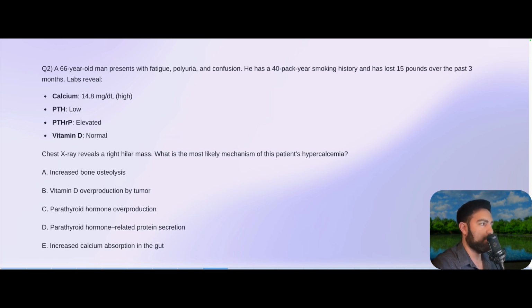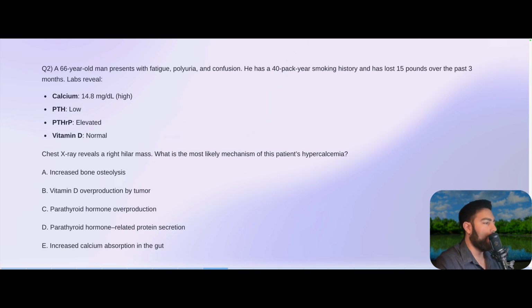Again, another high yield question. A 66-year-old man presents with fatigue, polyuria, and confusion. He has a 40-year smoking history and has lost about 15 pounds over the past 3 months. Again, the boards will not always tell you that. They may just tell you about the fatigue, polyuria and confusion. Calcium is 14.8, PTH is low, and PTH-RP is elevated. Chest X-ray reveals a right hilar mass. What is the most likely mechanism of the patient's hypercalcemia? So just a pure question about what is the cause of his hypercalcemia?